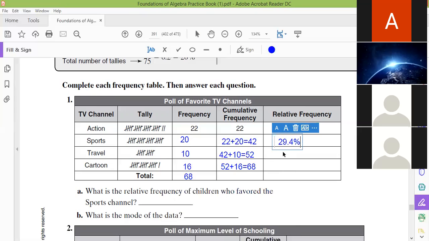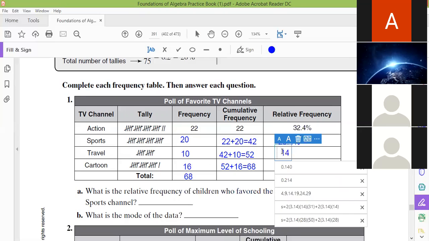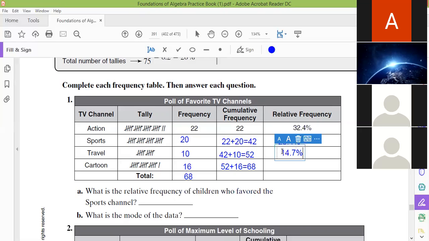Now for travel. 10 over 68 times 100. For travel, the frequency is 10. The total is 68. So 10 over 68 times 100 is 14.7%. Next one, for cartoon.